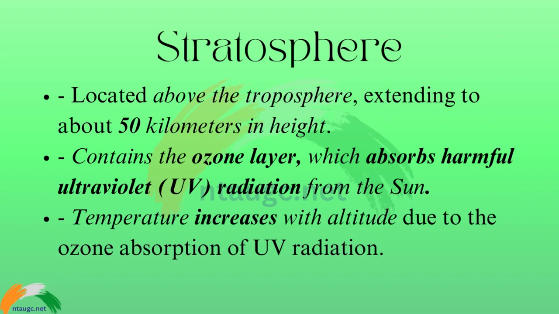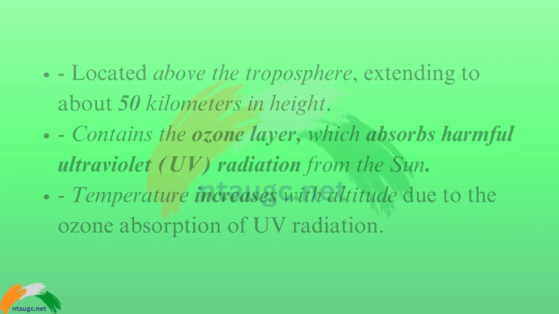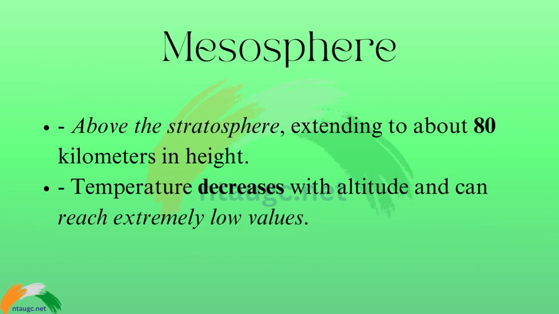Stratosphere, located above the troposphere, extending to about 50 kilometers in height, contains the ozone layer, which absorbs harmful ultraviolet (UV) radiation from the sun. Temperature increases with altitude due to the ozone absorption of UV radiation. Mesosphere, above the stratosphere, extending to about 80 kilometers in height. Temperature decreases with altitude and can reach extremely low values.